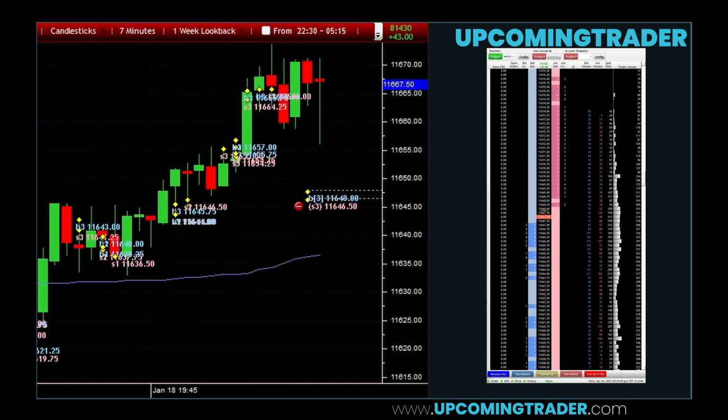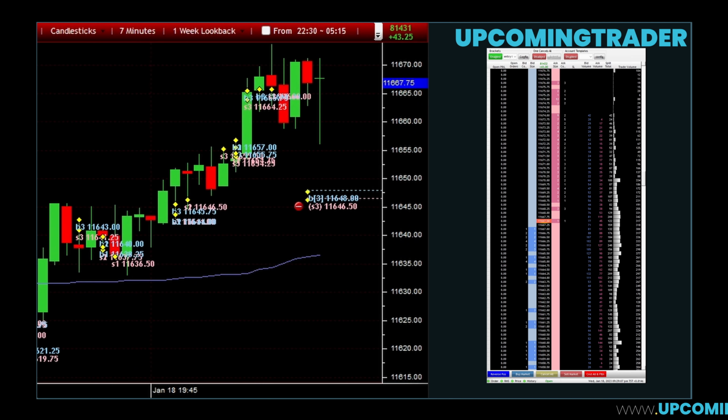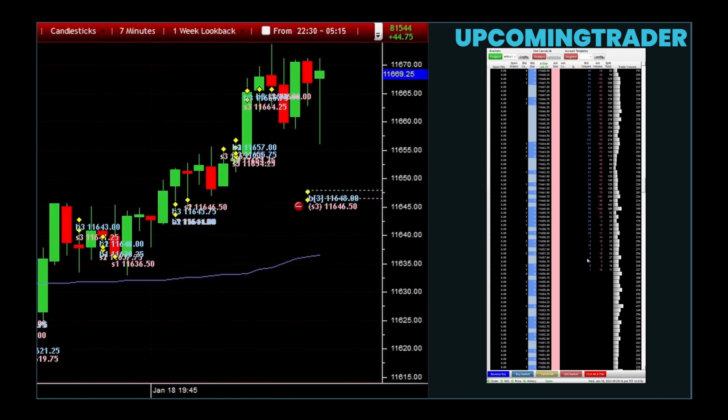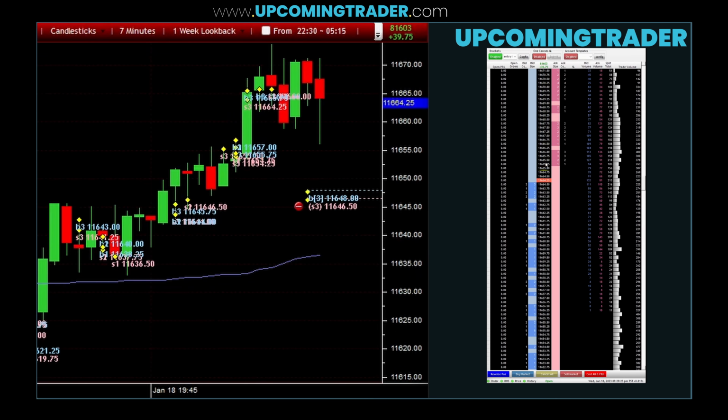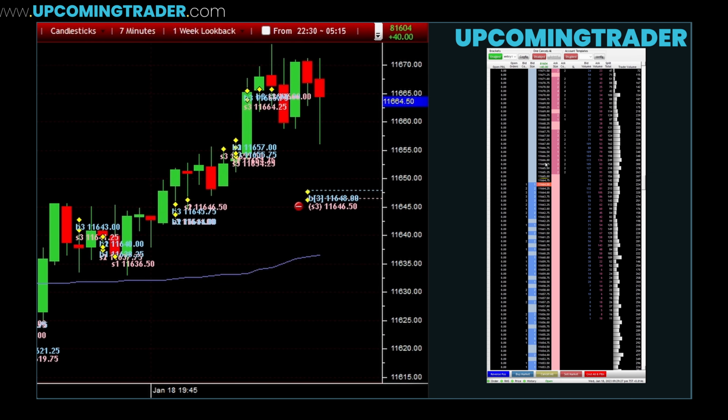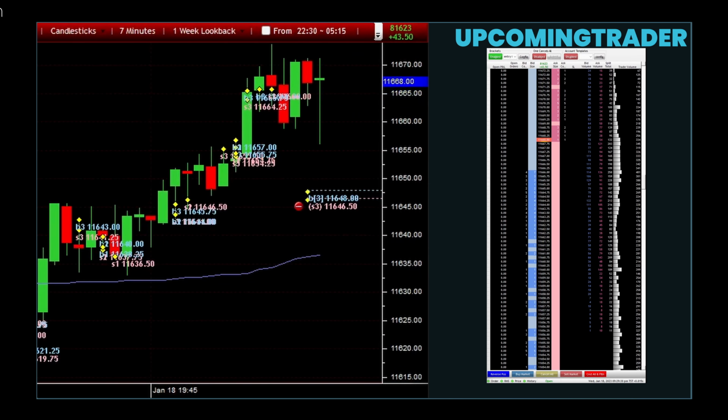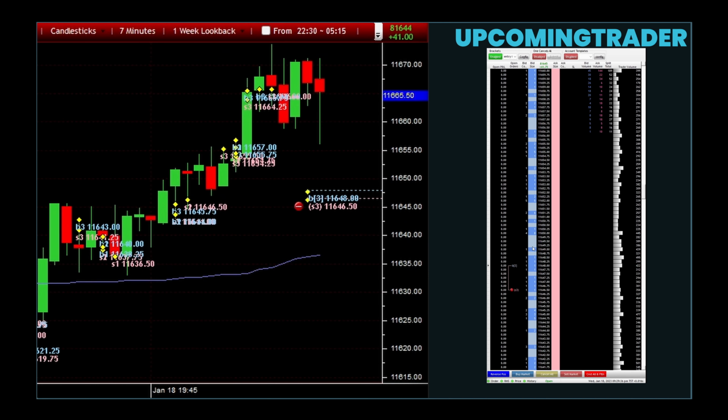Flags and pennants are continuation patterns, meaning they indicate that the price is likely to continue in the same direction after a brief pause. These patterns are typically accompanied by a strong trend with high volume, followed by a period of consolidation where volume drops. When the price eventually breaks out of the flag or pennant, you want to see volume increase to confirm that the trend is resuming. If volume is weak during the breakout, be cautious. It might not be a strong move.